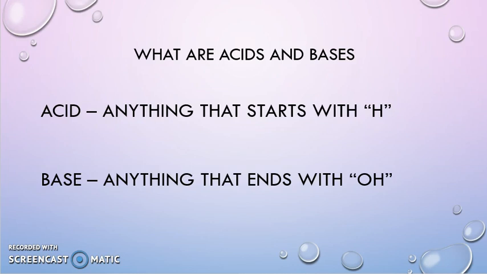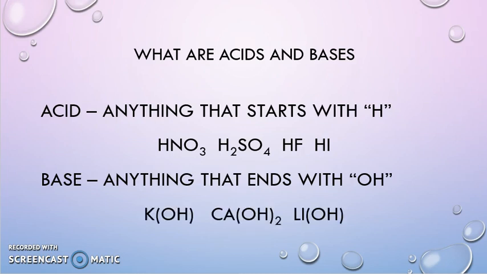hydroxide or OH. Some good examples to refresh your memory might be HNO3, nitric acid, H2SO4, sulfuric acid, HF, hydrofluoric acid, or HI, hydroiodic acid. For bases, again, the big thing that they have in common is they all end in OH. So we have potassium hydroxide, calcium hydroxide, or lithium hydroxide.